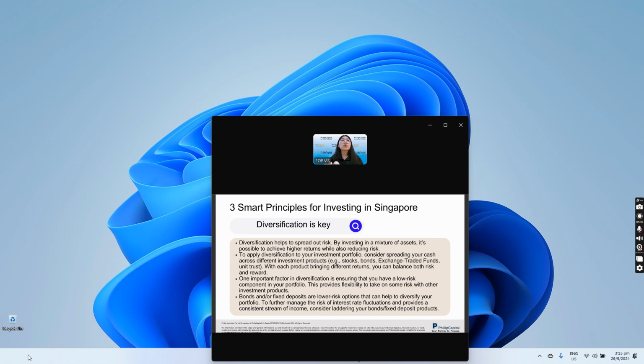Okay, and also need to apply diversification in your investment portfolio. Consider spreading your cash across different investment products. Here you can see, okay, you spread your money. Don't put in, for example, just stocks. No, you can also explore other products so they can bring you different returns.